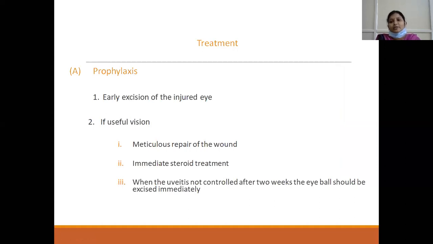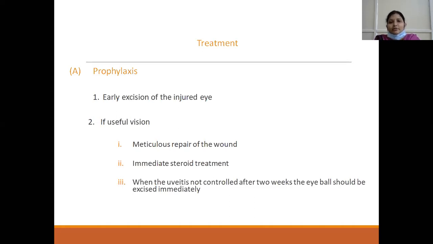So the main important thing is prophylaxis. Even before the onset of sympathetic ophthalmitis, we have to deal with the prophylaxis. So if there is no useful vision in the injured eye, then we have to excise the injured eye. If there is any useful vision in the injured eye, then what we must do? We must meticulously repair the wound. We must be careful that during closure of the wound, there should not be any incarceration of the iris, that is, iris or ciliary body or choroid. These structures should not be included within the wound.